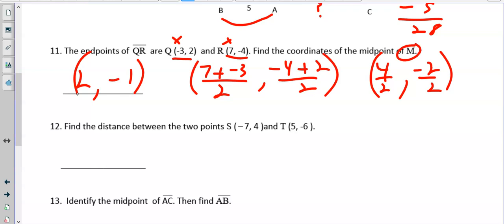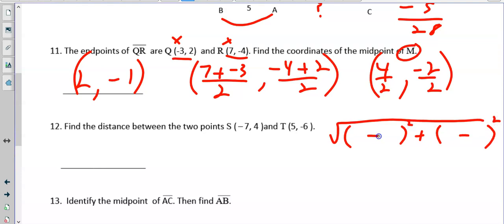All right? Find the distance between these 2 points. Well, that's where you start off. Here's the distance formula. Again, I suggest you start off by doing this, putting all the relevant stuff in before you put the numbers in. And now, put in my x's, -7 minus 5, and then put in my y's, 4 minus -6.